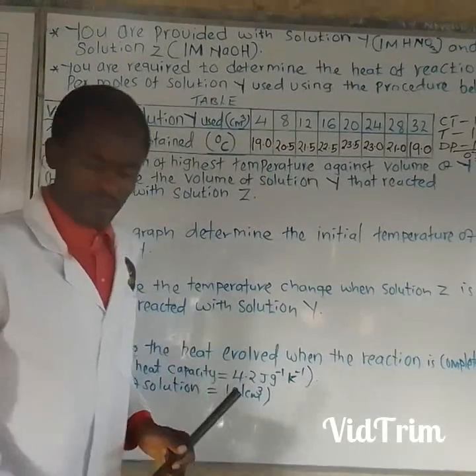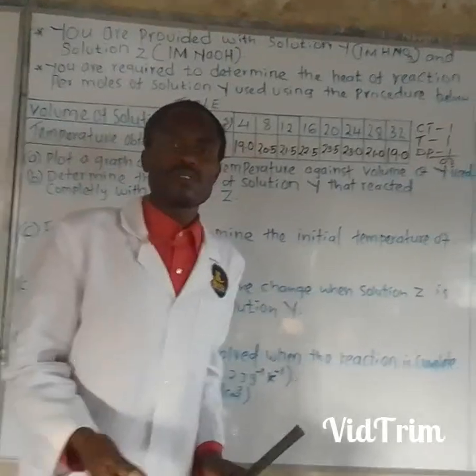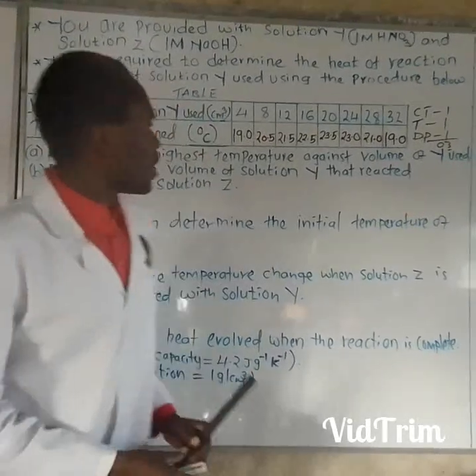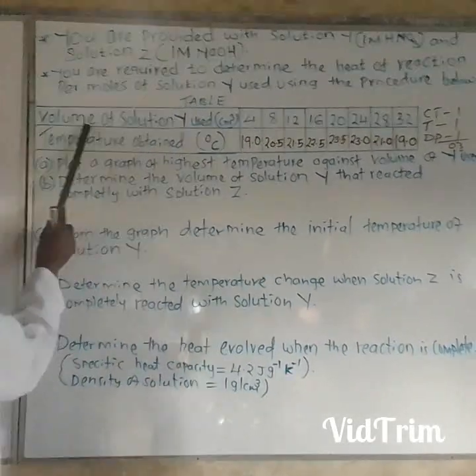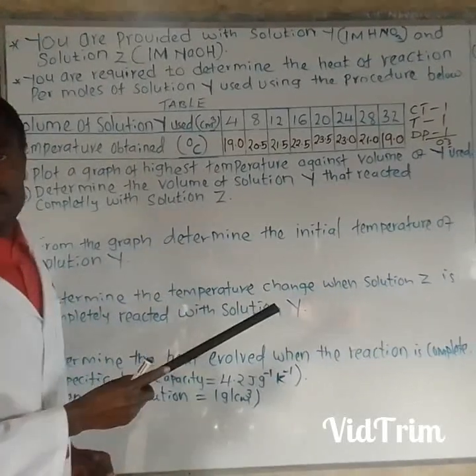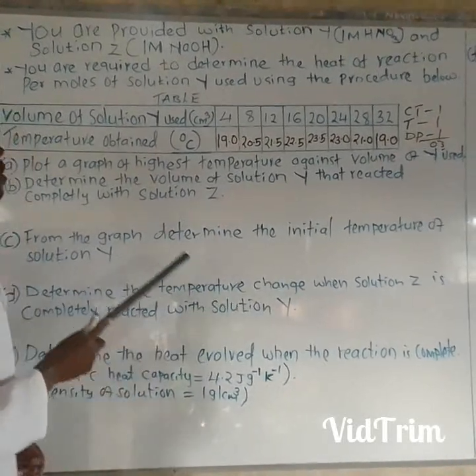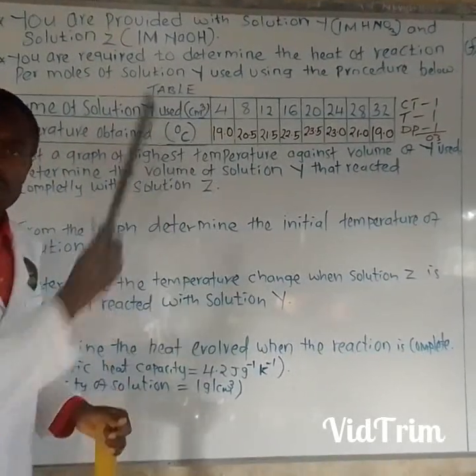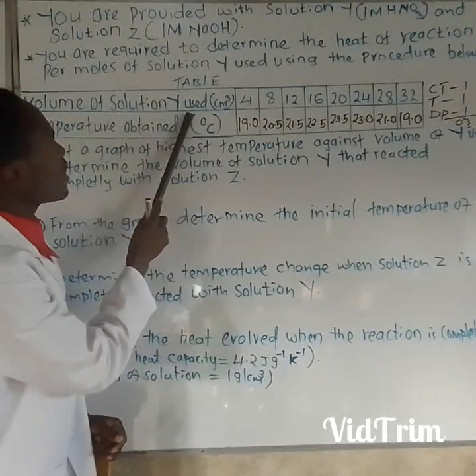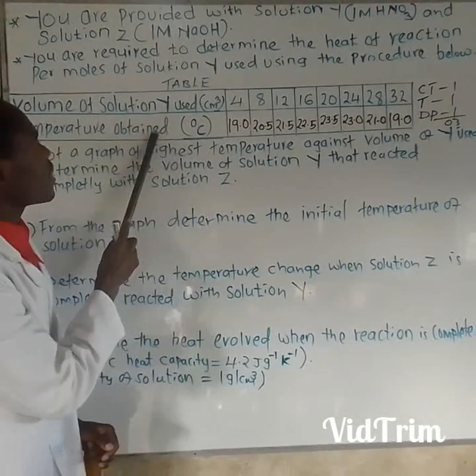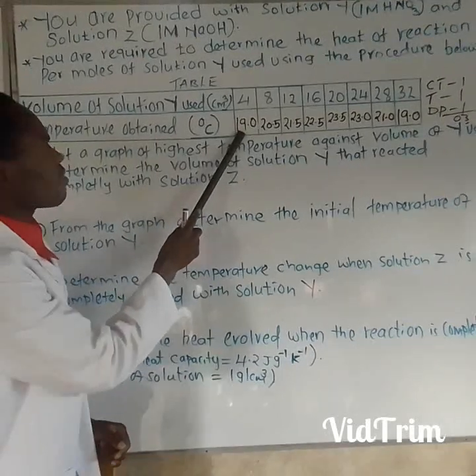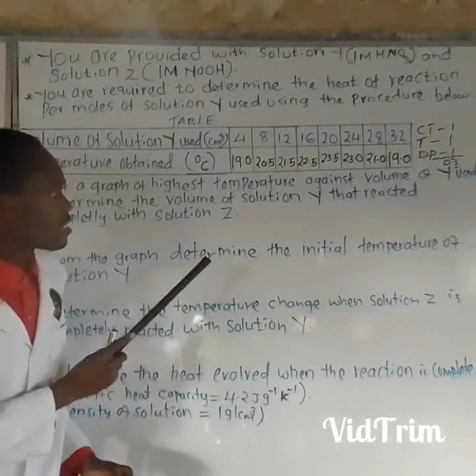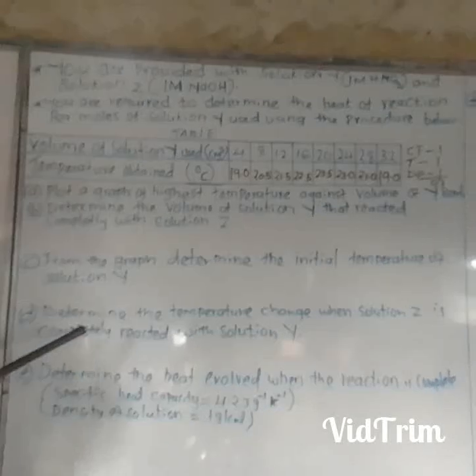So my student, in 1 minute, I'm going to plot a graph, so you can just focus and see. This volume of solution Y will be on the X-axis. Then the highest temperature reached will be on the Y-axis. This is the X-axis, volume of solution Y. Then temperature will be on the Y-axis. Is it okay?